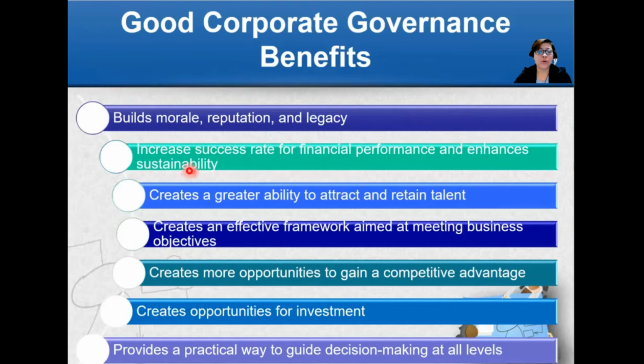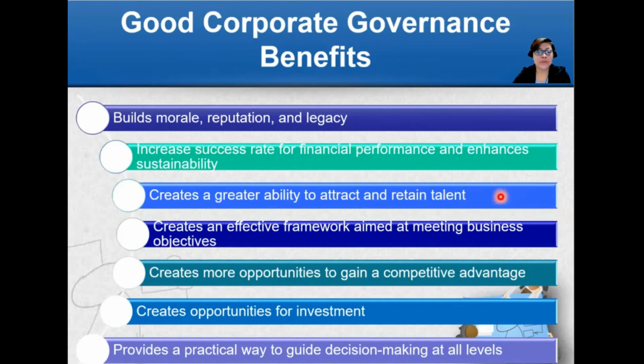Then we have also increased success rate for financial performance and enhances sustainability. Okay, so implementing protocol for good governance is intended to assist with being able to quickly identify issues as well as to quickly make decisions to resolve these potential issues, thus reducing the eventuality of crisis and the cost it bears.